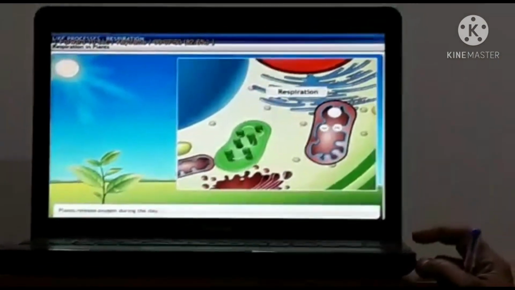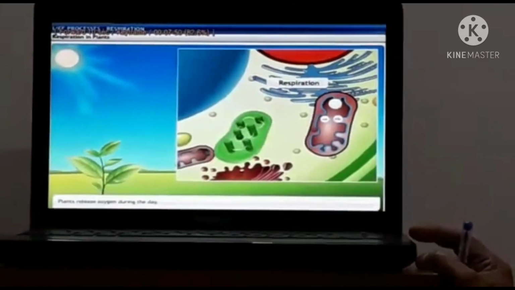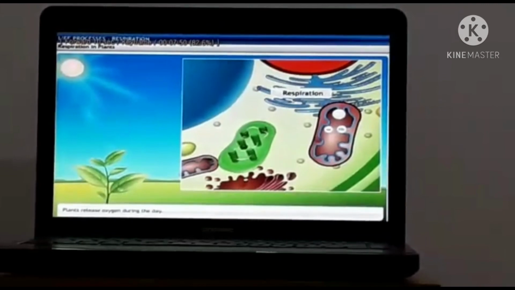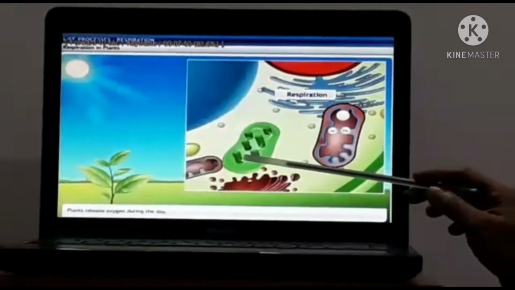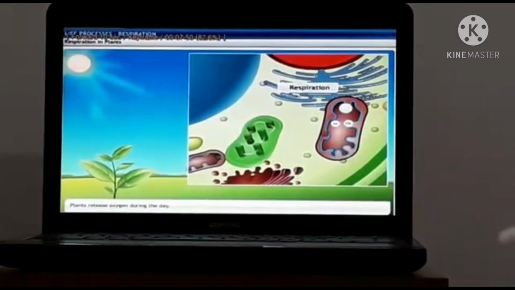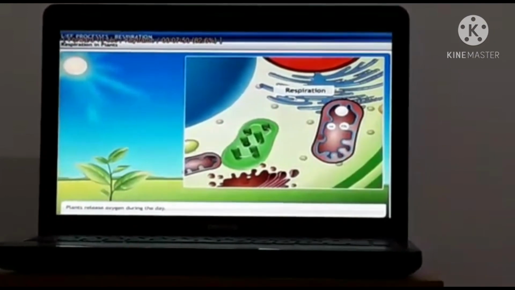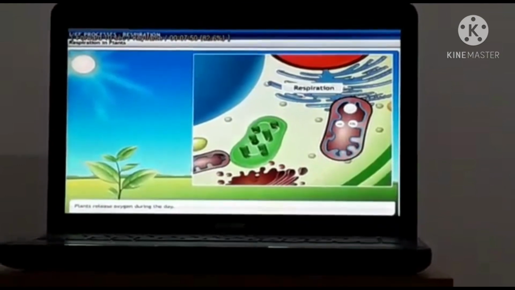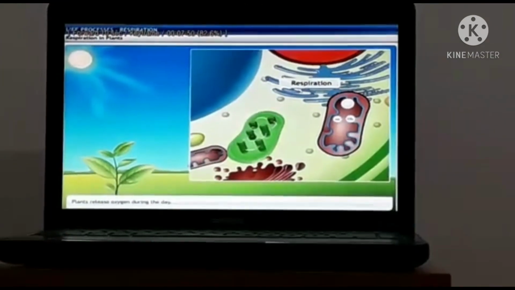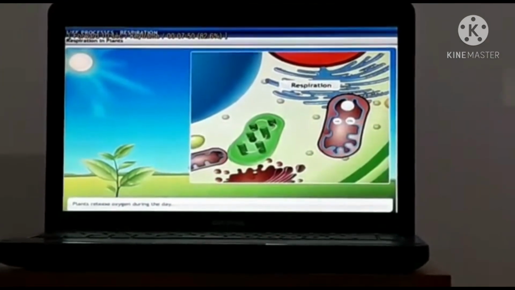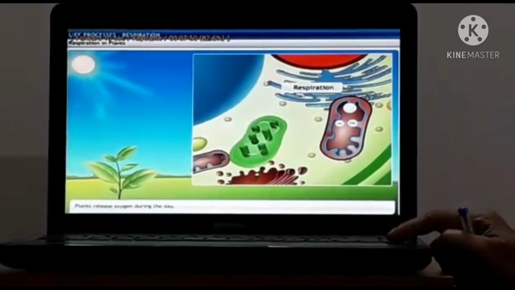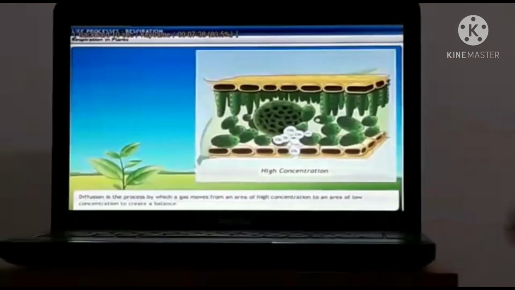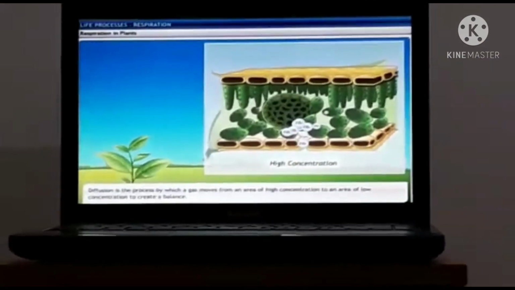See, the carbon dioxide released as a result of respiration is utilized by the plants for photosynthesis during daytime. So, no carbon dioxide is released during daytime, only oxygen, which is formed as a byproduct of photosynthesis. But at night, there is no photosynthesis. So, at night, what is happening is the carbon dioxide is released out.